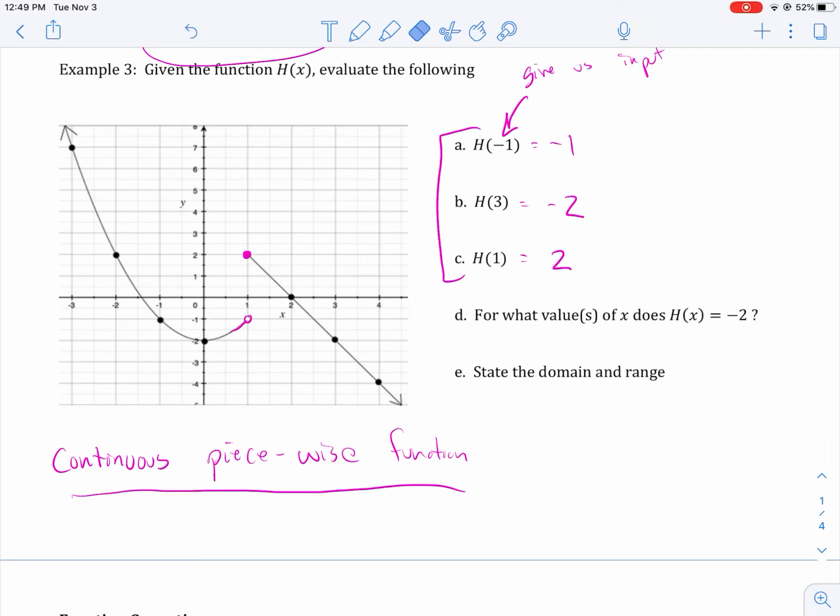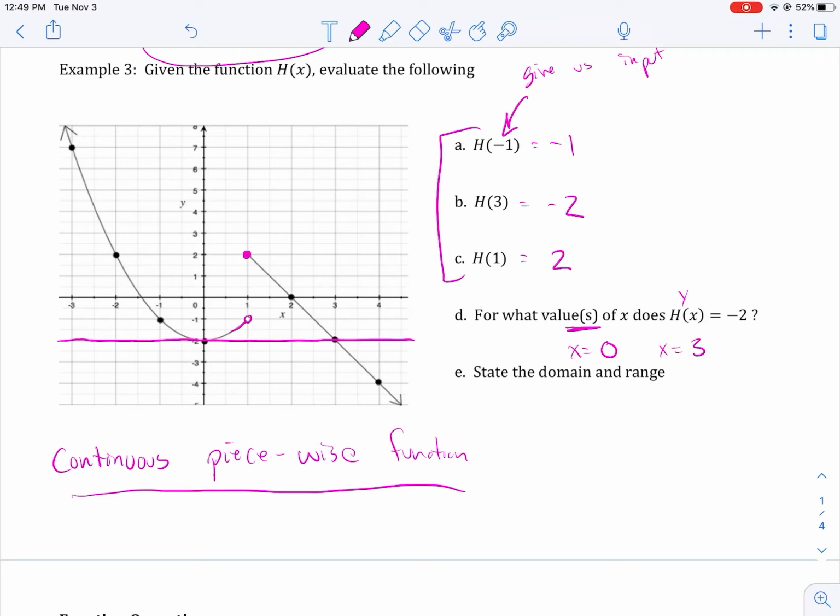For what values of x does h of x, our output, equal -2? This is a fancy way of saying y again. So when y is equal to -2, I'm going to draw a line here. Where do I hit my graph? Again, that's why they always say values. So when x is equal to 0, and also when x is equal to 3.